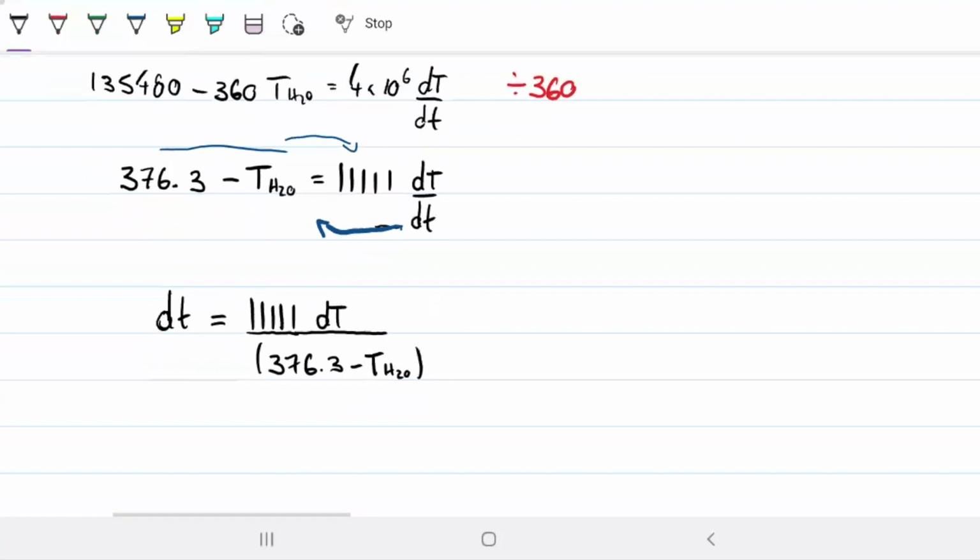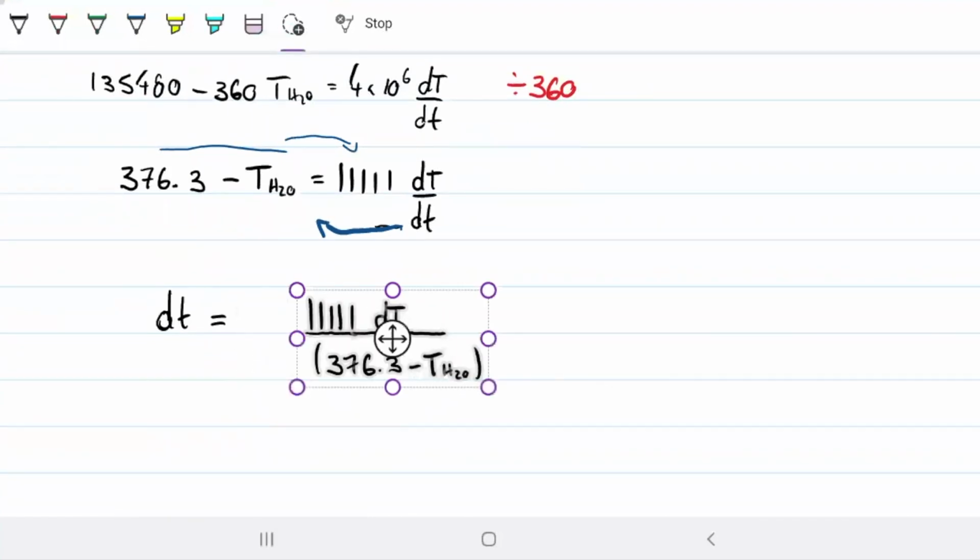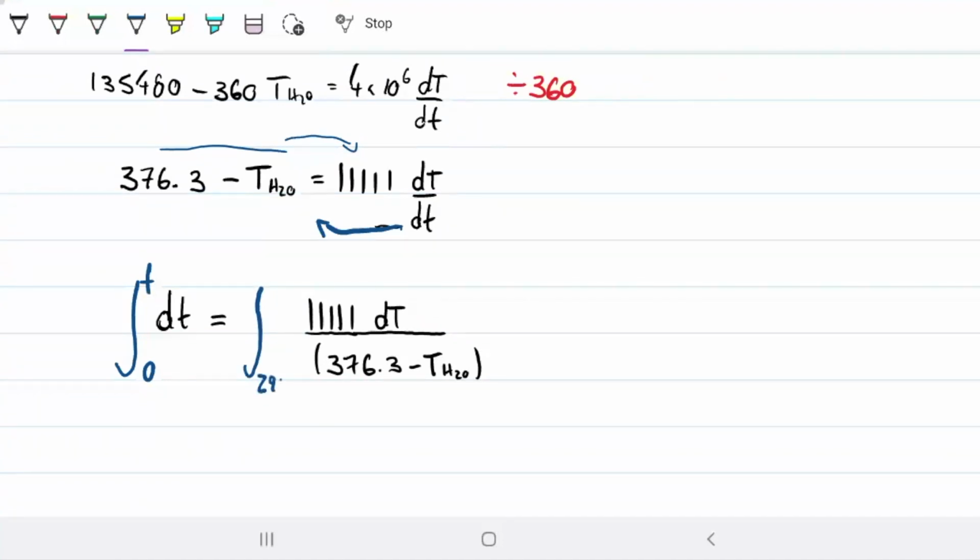What do I do next? Well, I integrate. I want to integrate this side from when time starts to the time that we don't know. And on this side, the temperature goes from 293 all the way to 353. Okay, I won't go into the details of the integration now, but I can do it later if you have trouble. But what you need to do is substitution, right?